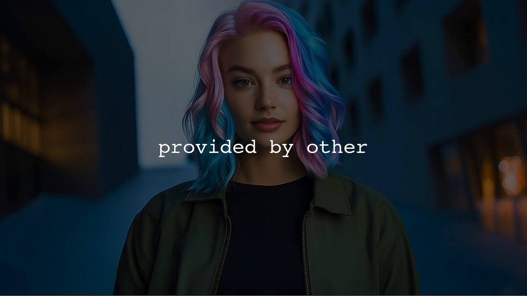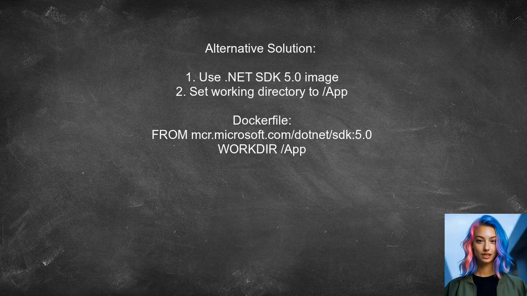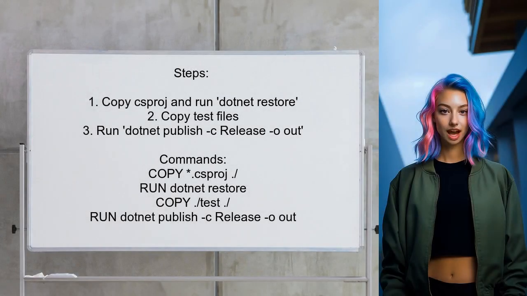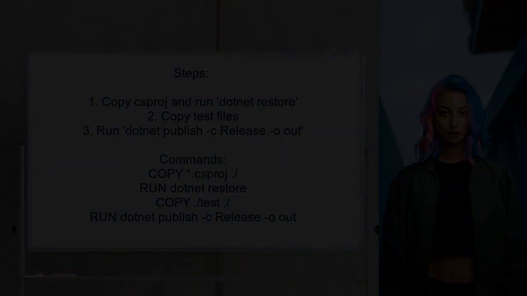Now, let's look at the answers provided by other users. An alternative approach shared by another user involves using a different Dockerfile to run .NET unit tests. They suggest starting with the .NET SDK image version 5.0 and setting the working directory to /app. This user copies the project file and runs dotnet restore to manage dependencies. Then they copy the test files and publish the application in release mode.